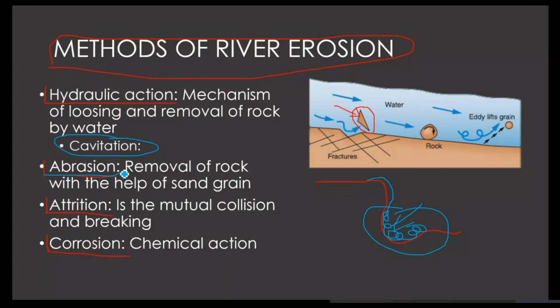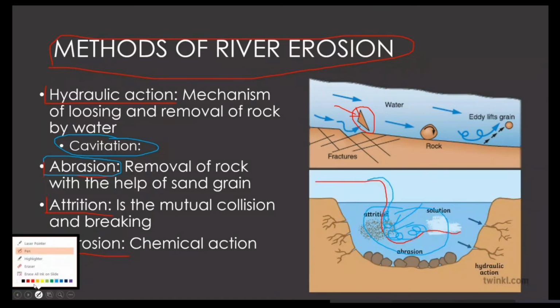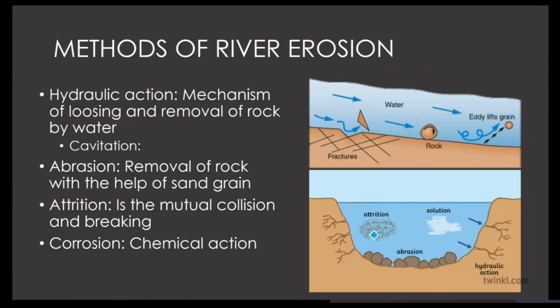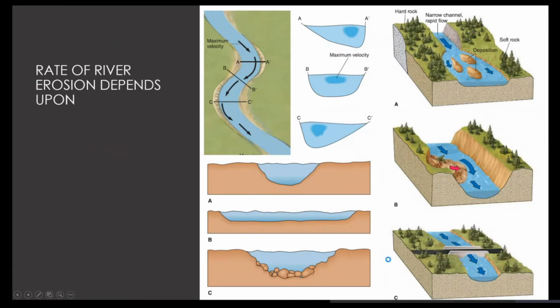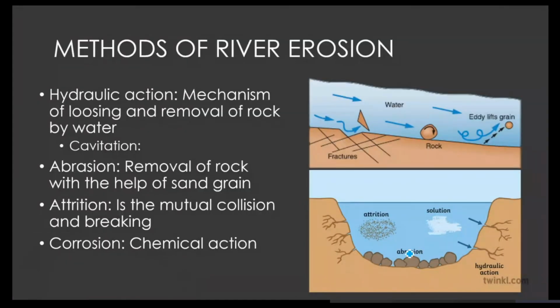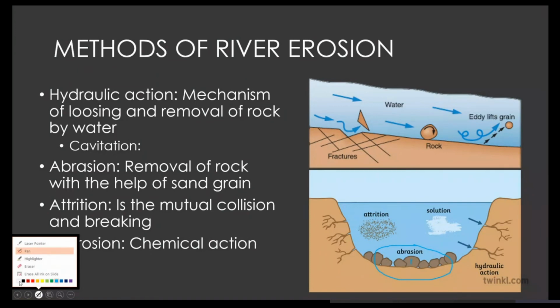Then there is a process called abrasion. Abrasion is what? Abrasion involves the eroded material. There are materials which are eroded by the river, eroded by the water. Now this material, we call it sediment. This sediment, when it collides with other sediment, will produce small pieces of fractions.